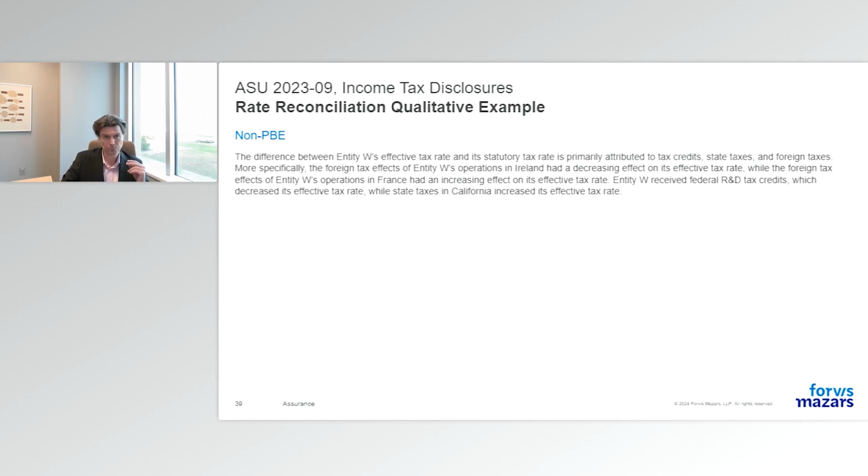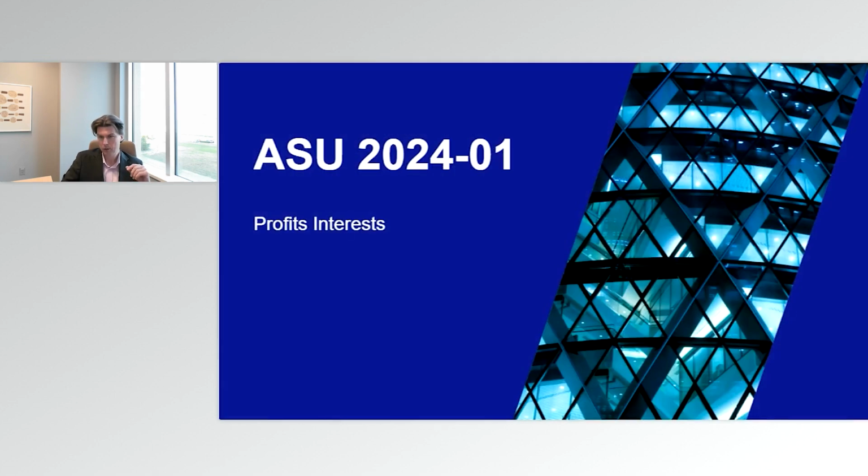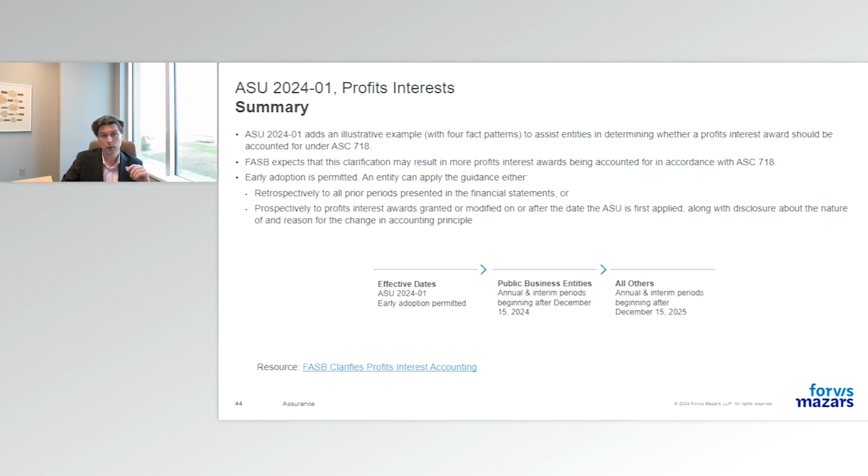I want to move on to profit interest next. I'll advance through a couple of slides that I wanted to leave here as resources. So for profit interest, second to last one on the cover, and then the expense disaggregation.